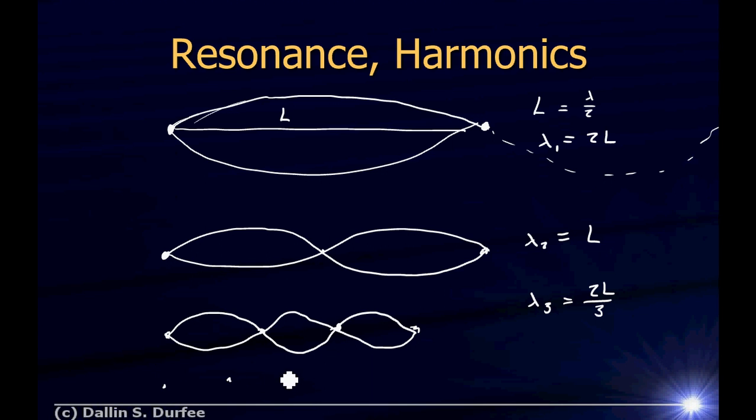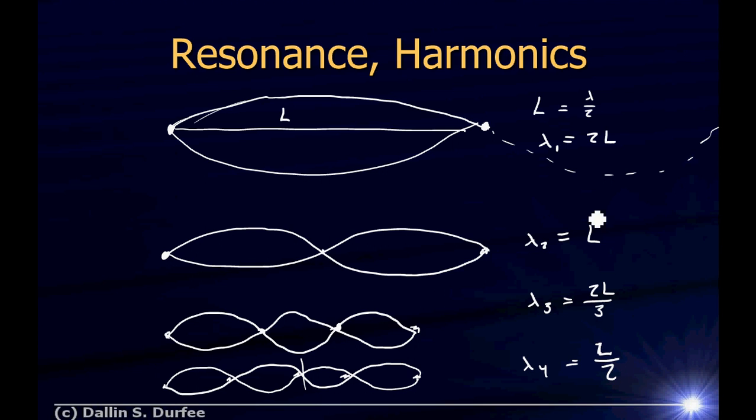All right, guess what? I can always add another node. So if I put 3 nodes in the middle, I'll get a standing wave that looks like this that can live on my guitar string. And now the wavelength of this one is, well, it's going to be L over 2, right? Notice there's a pattern here. The wavelength of the nth harmonic is just 2L over n, right? So 2L over 4 is L over 2, and 2L over 3 is 2L over 3. So we get these different harmonics that can exist on our guitar string.